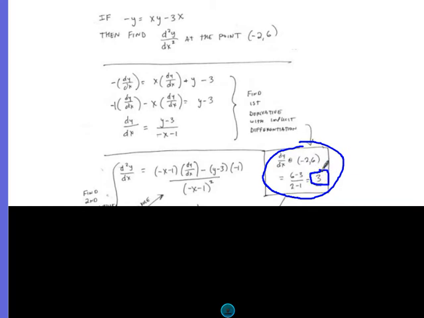Now, we're going to set that number aside, or store it for just a second, and then we're going to go find the second derivative. So here's our first derivative. This is a quotient, so we can use the quotient rule. So bottom times the derivative of the top minus the top times the derivative of the bottom, all over the bottom squared. Now here's where we went astray.